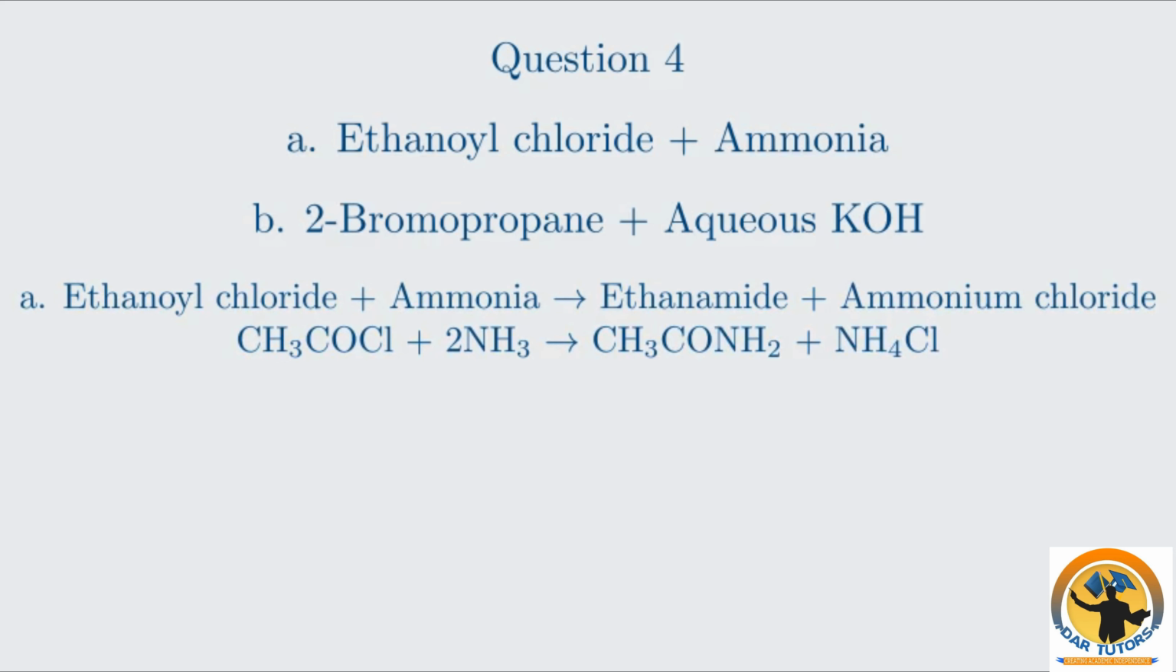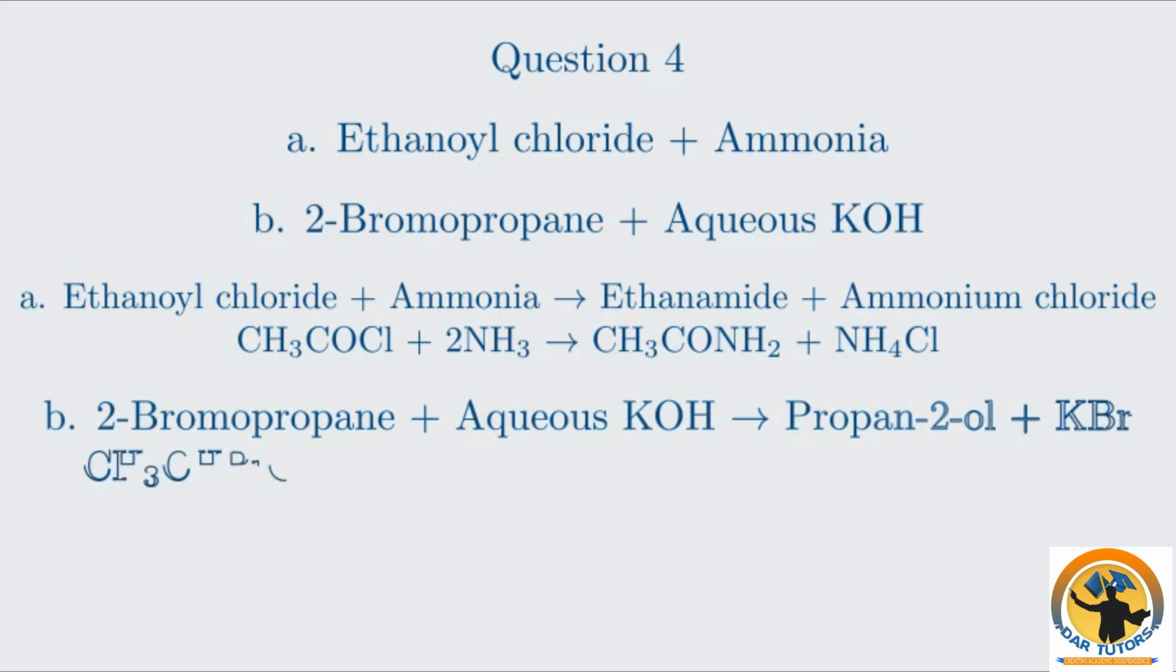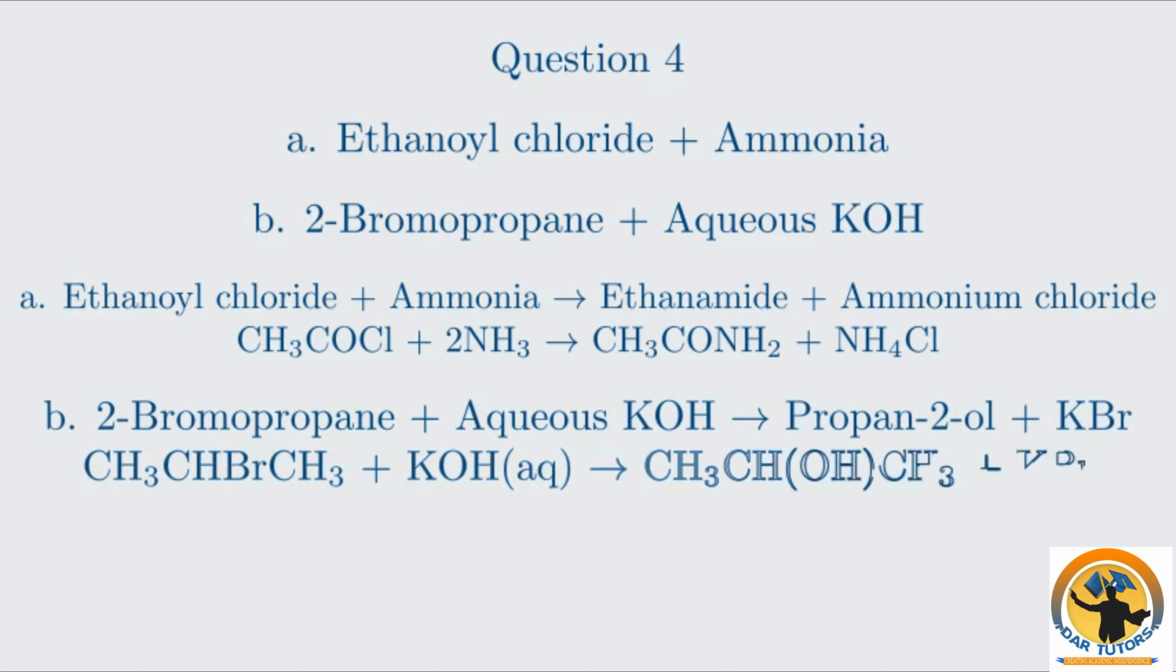For Part B, we have a secondary halogenoalkane reacting with a nucleophile, aqueous potassium hydroxide. This is a classic SN2 or SN1 reaction, leading to substitution. The hydroxide ion substitutes the bromide ion, resulting in the formation of a secondary alcohol, propan-2-ol.